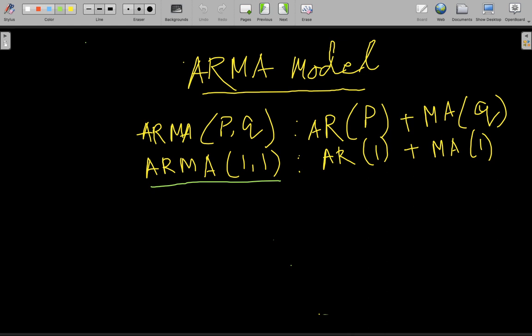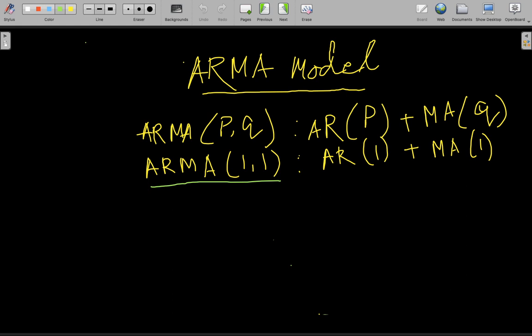Now, if I have an ARMA model of order p and q, I can basically consider it as a combination of an AR model of order p and an MA model of order q. As a basic ARMA model, we can consider ARMA of order 1, 1, which is a combination of an AR model of order 1 and an MA model of order 1. Now, why do we need to think of a separate model like ARMA, which is basically a combination of the already discussed models AR and MA?